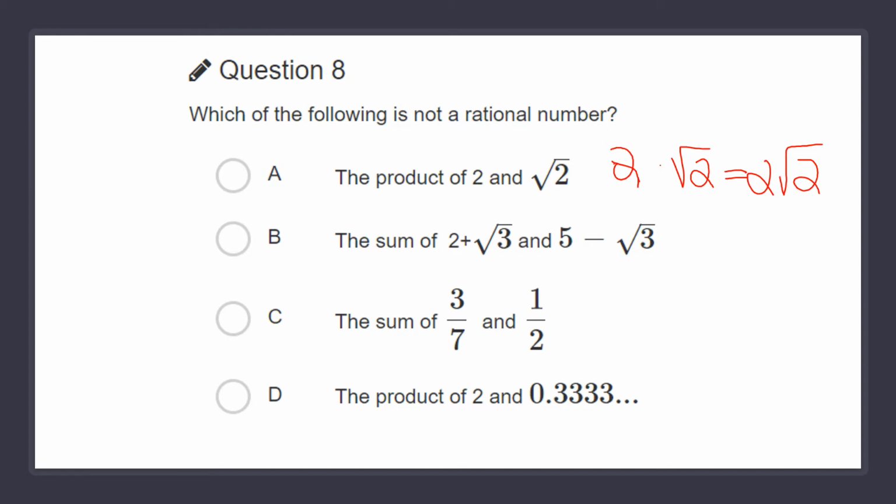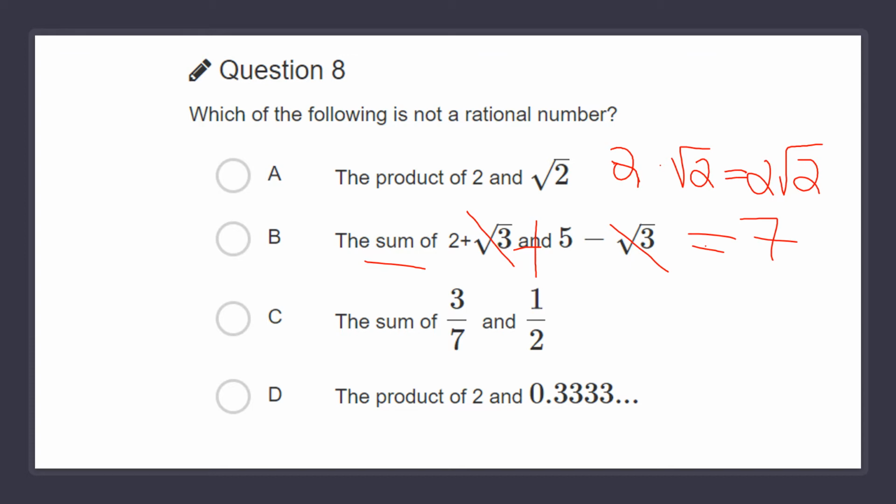If you look at B, the sum, if you add 2 plus root 3 and 5 minus root 3, what's going to happen is the root 3 minus root 3 is actually going to be 0, and so you're going to have 2 plus 5, which is 7. So that is going to be rational.